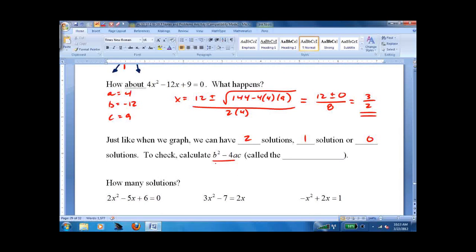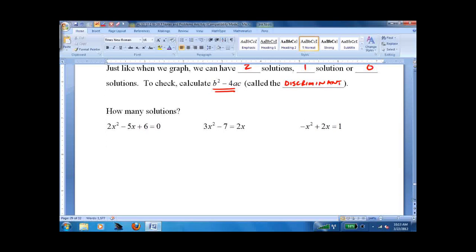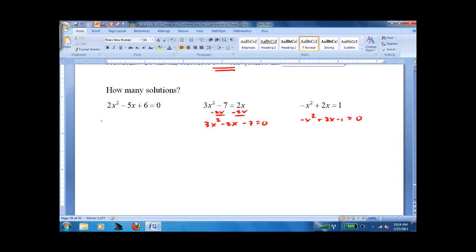To check, all you gotta do is see what's under the radical and make your life a little bit easier. And that's the first thing you should do. We call that the discriminant for no particular reason. And so do that one first after you put your equations in order. And sometimes I'll say just how many solutions. Well, all you have to do then is the whole b squared minus 4ac.